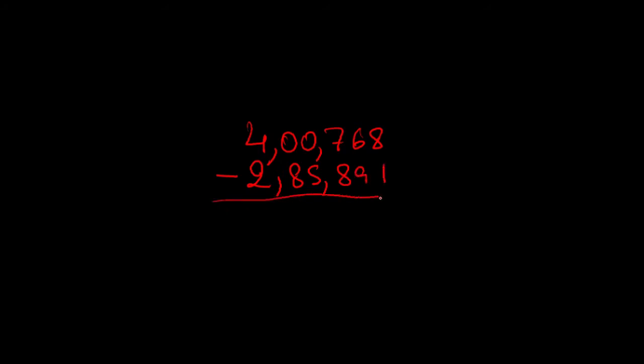Now let's subtract it. So 8 minus 1 is 7, and 6 minus 9 is not possible. So we will borrow. So 7 will become 6 and 6 will become 16. So 16 minus 9 is 7 and 6 minus 8 is not possible. So we can't borrow with zeros. So we will borrow with 4. So 4 will become 3 and 0 will become 10 and again 9. So this 0 will become 10 and again 9 and 6 will become 16. So 16 minus 8 is 8 and 9 minus 5 is 4 and 9 minus 8 is 1 and 3 minus 2 is 1 again.